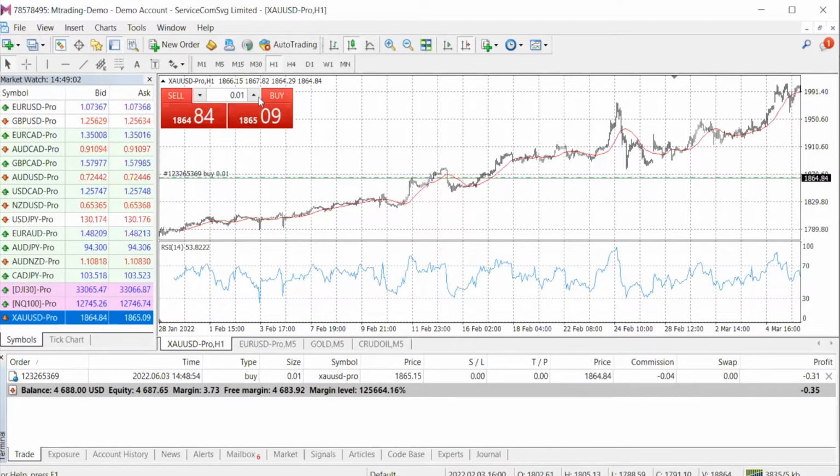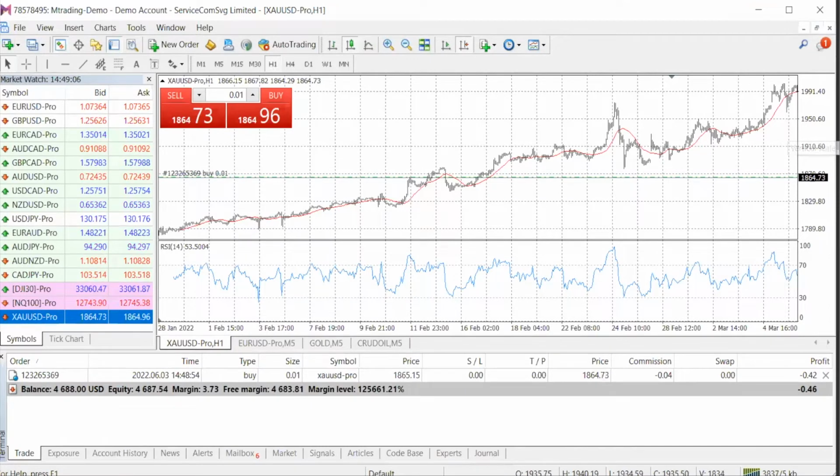Now the quantity is a 0.01. If the market goes up by a dollar, I may expect a profit of around 10 cents or 1 cent, right? So ideally speaking, if I'm opening a trade with one quantity on gold and I'm looking at a profit of $50, I need to wait in the market for a $50 movement to be completed, right? Now, how big is a $50 movement on gold?